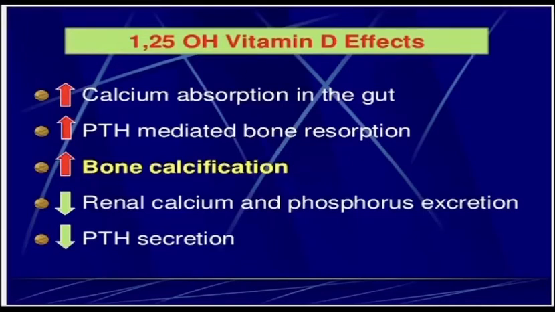Number 3, it increases bone calcification, and this point is very important because without it, the victim will develop rickets if it's a child and osteomalacia in adults. Then number 4, it decreases renal calcium and phosphorus excretion. Number 5, it decreases PTH secretion.